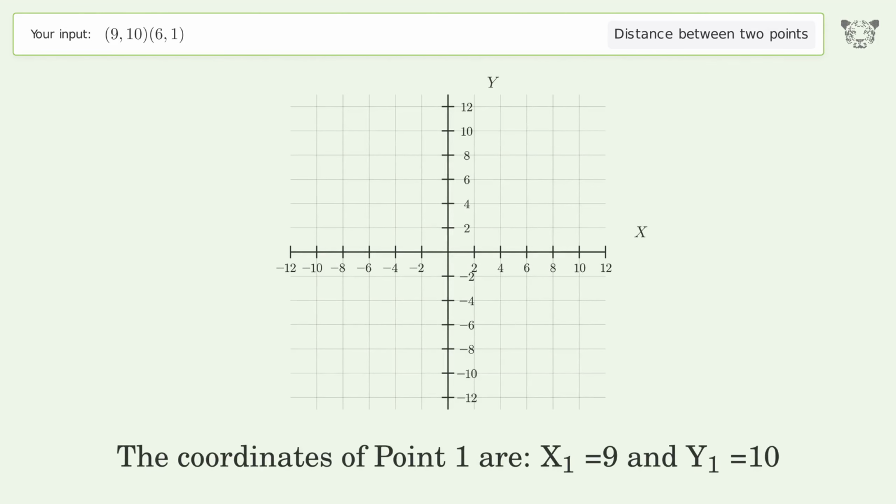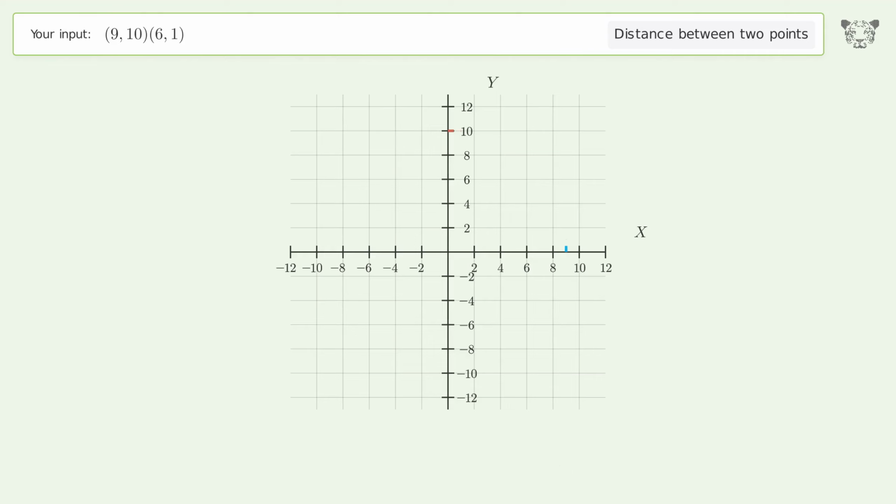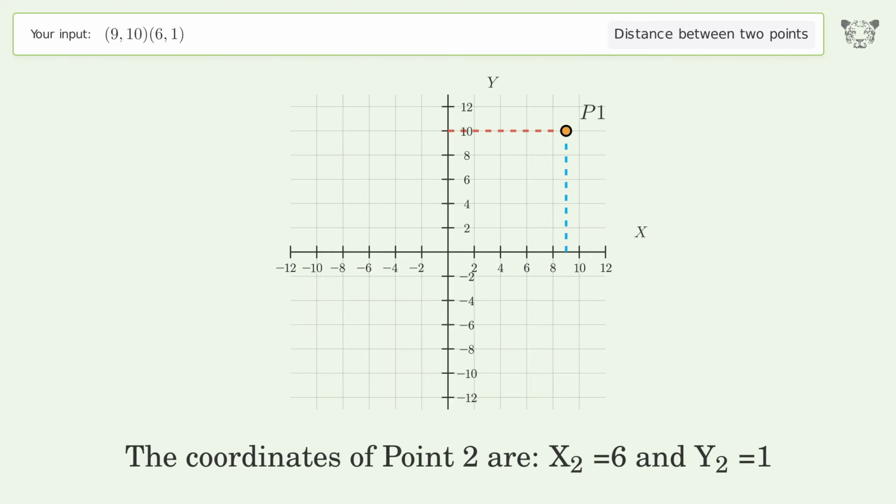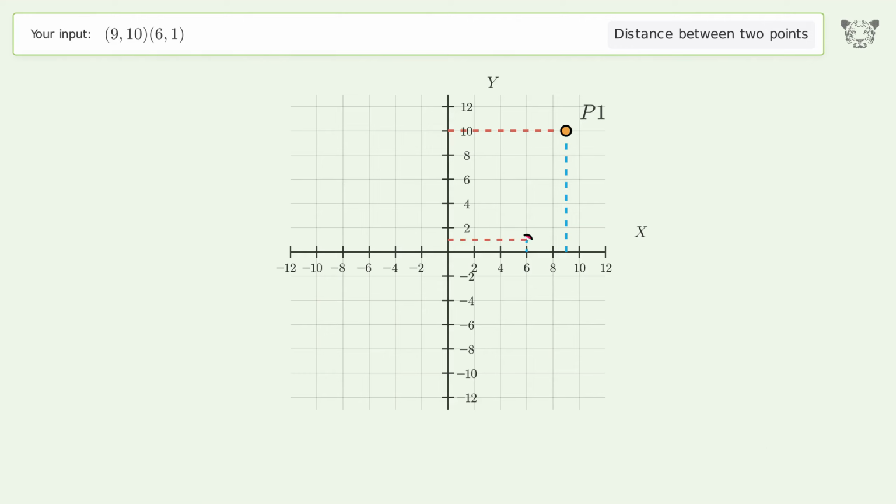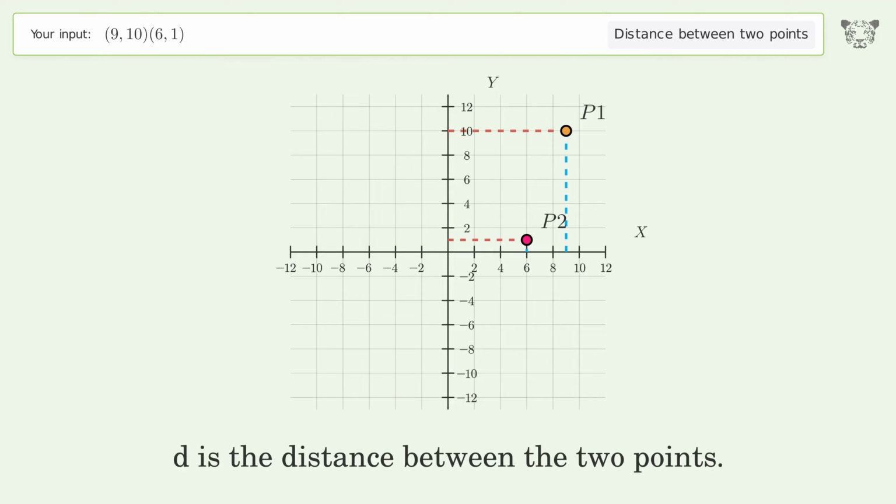The coordinates of point 1 are, x1 equals 9 and y1 equals 10. The coordinates of point 2 are, x2 equals 6 and y2 equals 1. D is the distance between the 2 points.